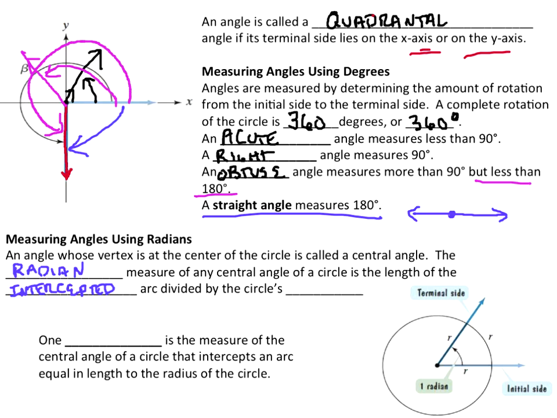Okay, so intercepted arc means, if you look down at the bottom right corner here, the arc intercepted by the rays that form the angle. So we can see right here that this would be considered the intercepted arc. The radian measure of a central angle of a circle is the length of the intercepted arc divided by the circle's radius.